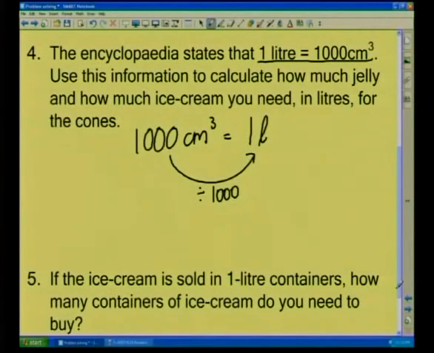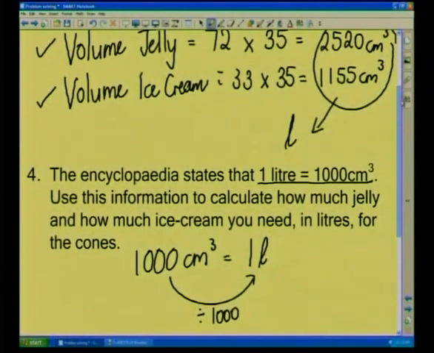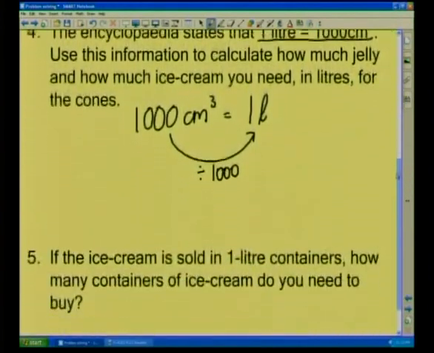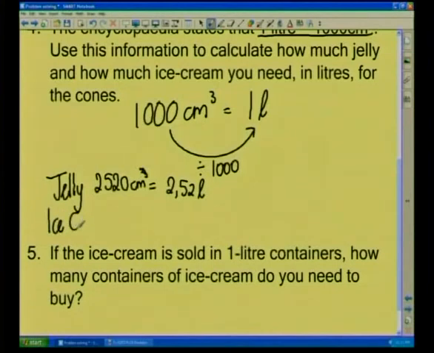So I need to take what is my total of jelly, which is 2,520. So jelly, labeling carefully, 2,520 centimeters cubed, which means that I need to divide this by 1,000 to make it into litres. So it's going to be 2.52 litres.